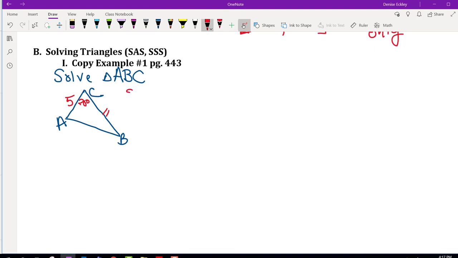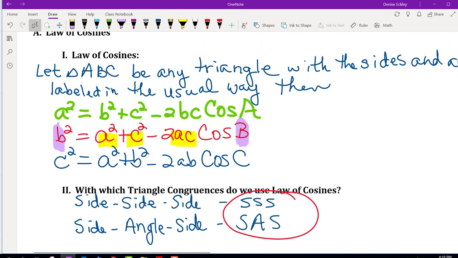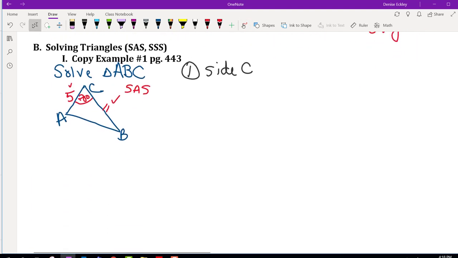So we have here side, angle, side. We have the 2 sides and the included angle, so we can use the law of cosines. The easiest thing to start with is to find the side c, because we have everything that we need from our law of cosines to find c. We have a, we have b, and we have angle C. So we have all the parts that we need. Let's go ahead and do that.